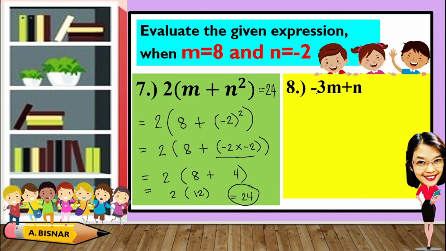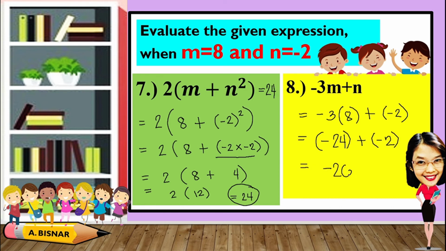Another, negative 3m plus n. So we have here negative 3. The value of m is 8, plus the value of n, which is negative 2. Negative times positive, the answer will be negative. And negative 3 times 8 is equivalent to negative 24 plus negative 2. As you observe, we are adding both negative, and therefore the answer will be negative 26.